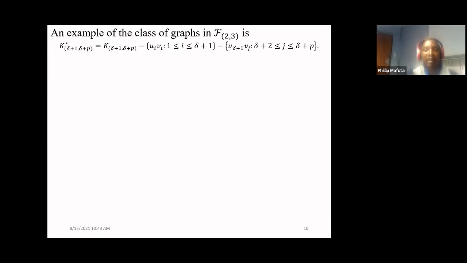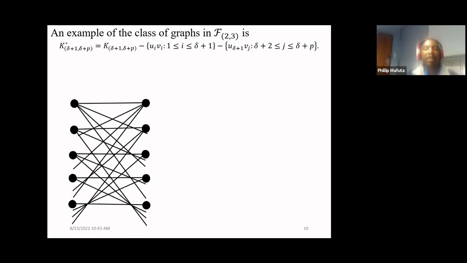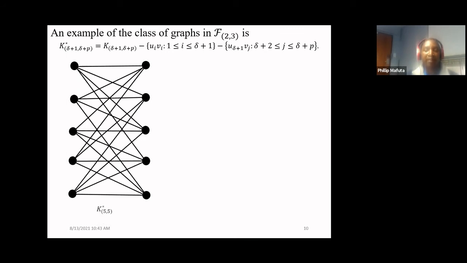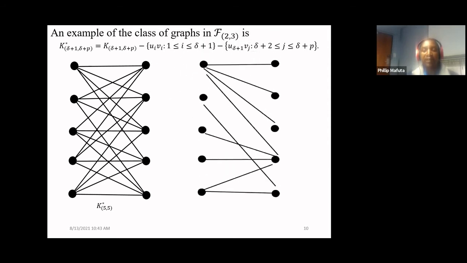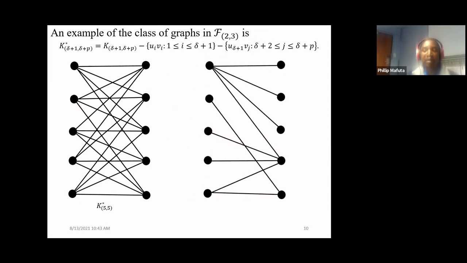Here I will give you an example of such a graph F2-3. You take a complete bipartite K delta plus 1, delta plus p, you remove that matching and those edges, and you obtain one such graph. So here's an example. This is K5,5 for delta equal to 4. And here is its spanning tree with many leaves amongst all the spanning trees which you can construct from it.